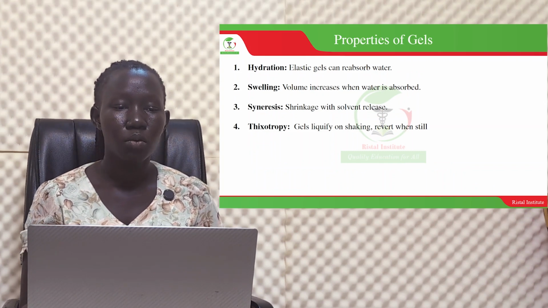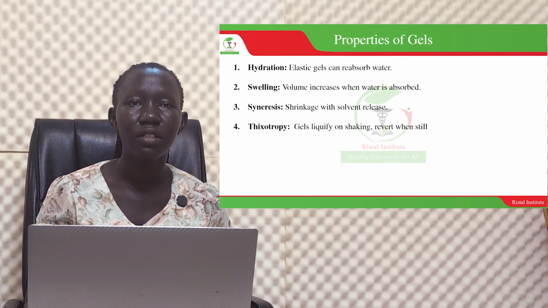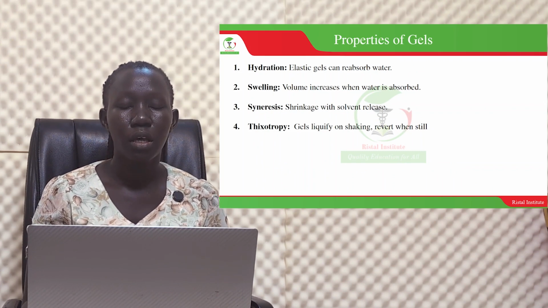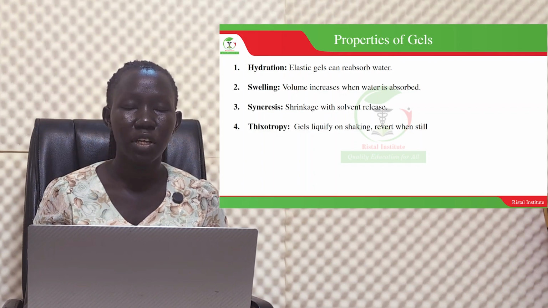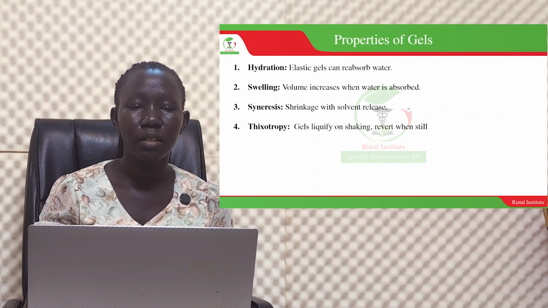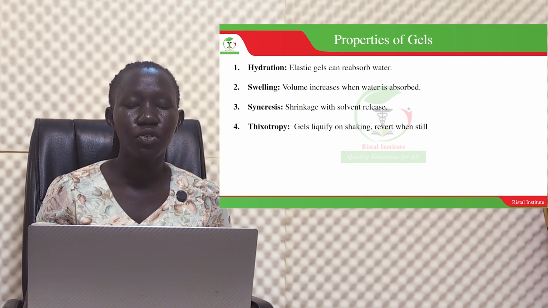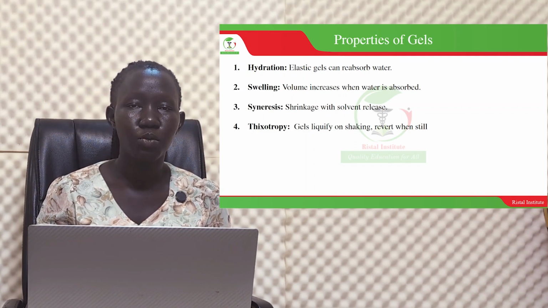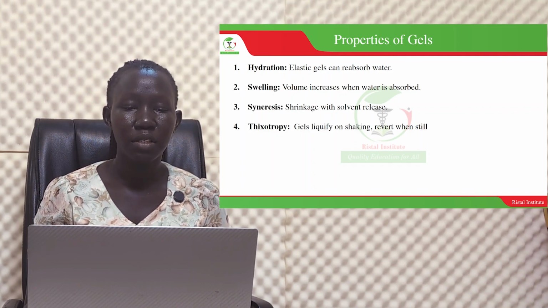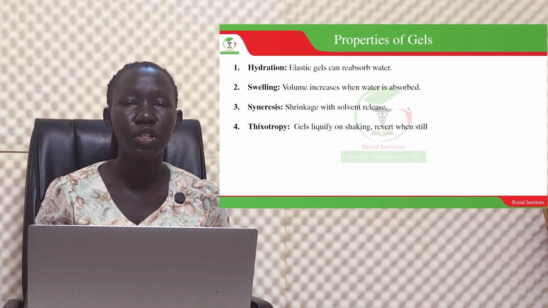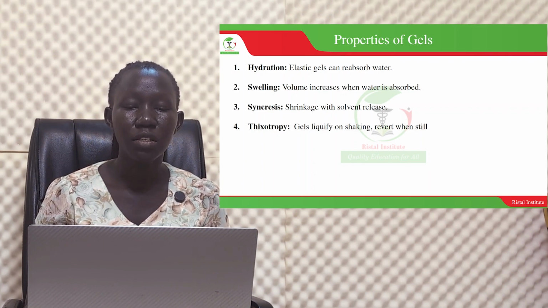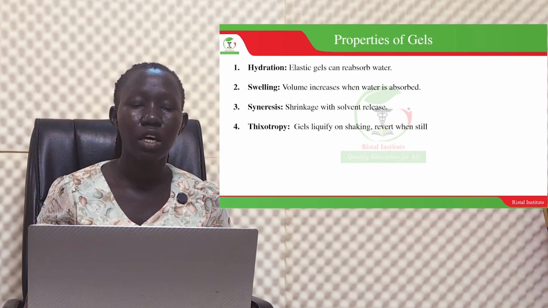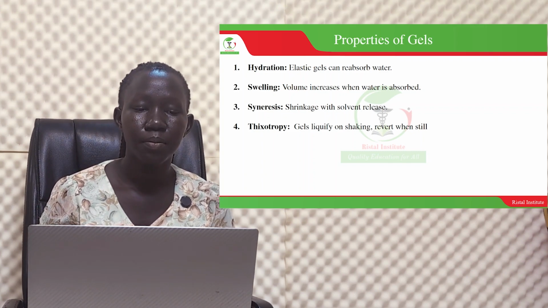Properties of gels. One of the most important properties of gels is hydration. Elastic gels can reabsorb water and hence hydration takes place. Swelling. The volume of gels usually increases when water is absorbed. Syneresis. This is shrinkage with solvent release. Once the absorbed water gets out of the gel, it causes shrinkage, and this is what we term syneresis.